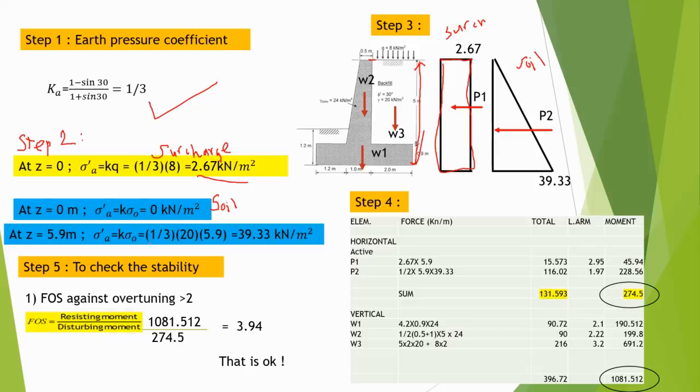So to find the effective stress, it is K sigma-prime, where K is 1/3 and sigma-prime is gamma times z, the unit weight of the dry soil times its length, 5.9. So that's why you get 39.33. Settle. From here, check the soil, then we get 39. So we get a triangle. Settle. Understand?